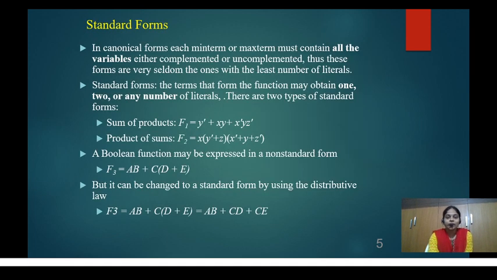Standard form means that in canonical forms each minterm or maxterm must contain all the variables, either in complemented or uncomplemented form. In standard forms, the terms of the function may contain 1, 2 or any number of literals, and there are two types of standard forms: sum of products and product of sums. We discussed these in earlier videos. A Boolean function may be expressed in a non-standard form, like AB plus C into D plus E. Here some literals are missing, and you can add those literals to form it into a standard form.